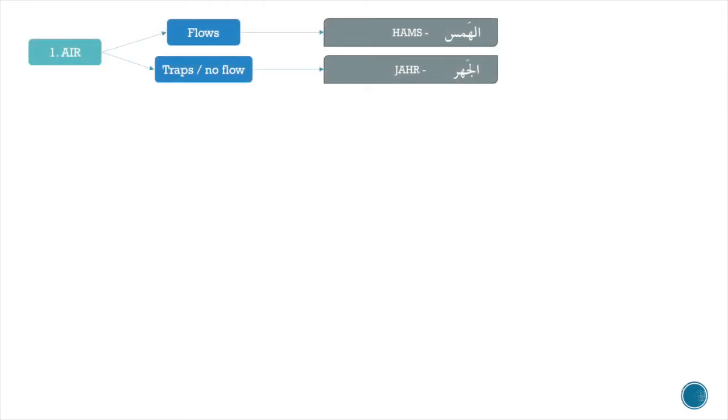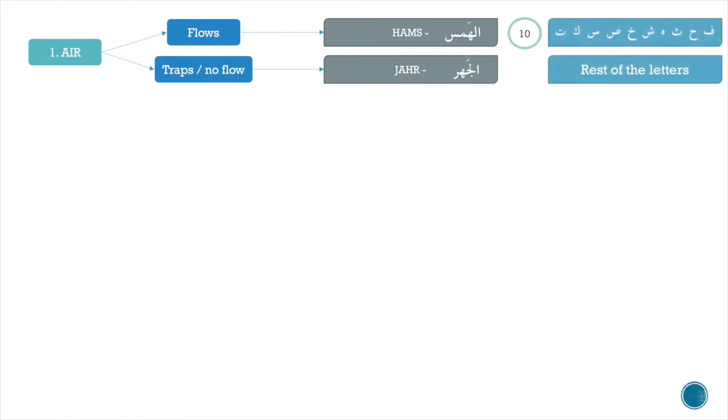So we have looked at air flow, which is known as hams. We have looked at air which does not flow, which is known as jahr. There are 10 letters of hams, فَحَثَّهُ شَخْصٌ سَكَتْ, and the rest of the letters fall into the category of al-jahr.